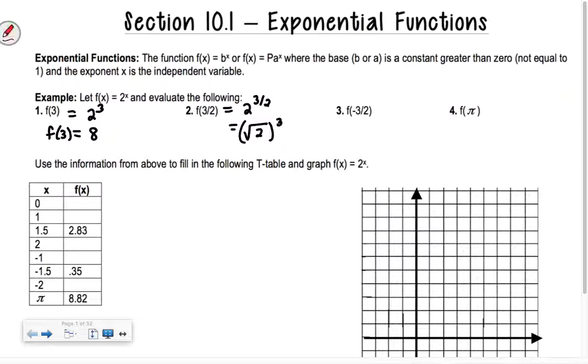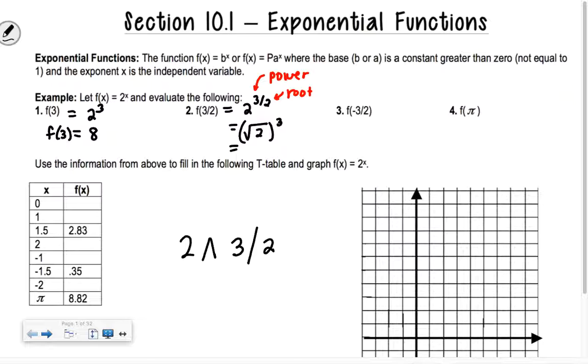Do you guys remember that? The top number is your power. The bottom number is the type of root that you have. But I'm just going to end up graphing this in the table below, so I actually want to know what the decimal is anyway. If you have your calculator, put this in and check to make sure you get the right answer. So you should do 2 raised to the 3 over 2.